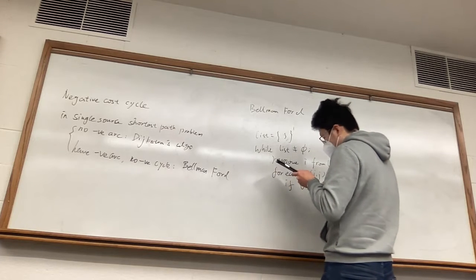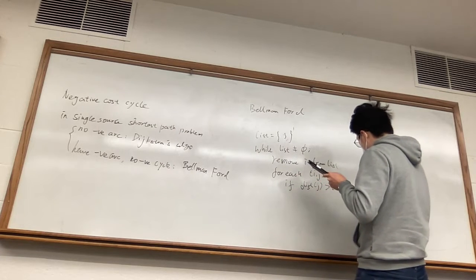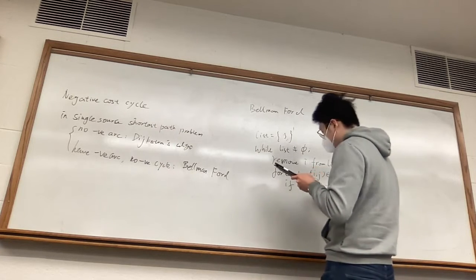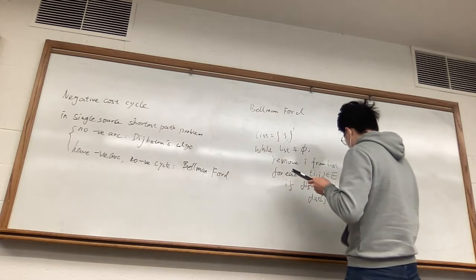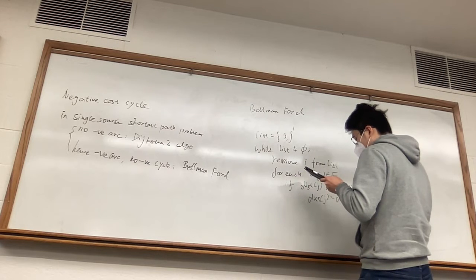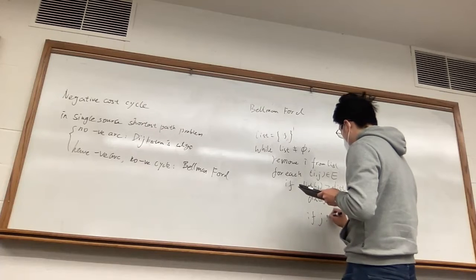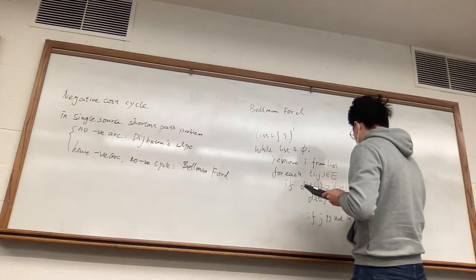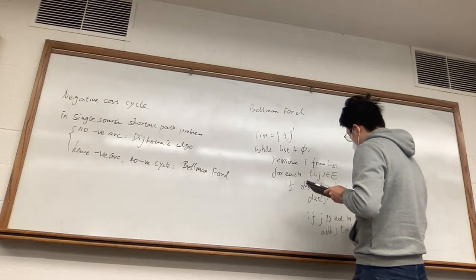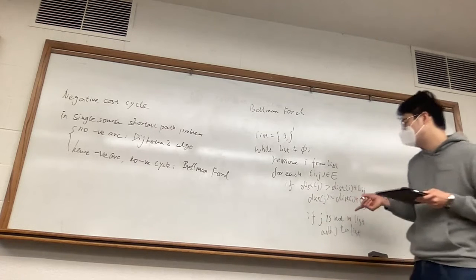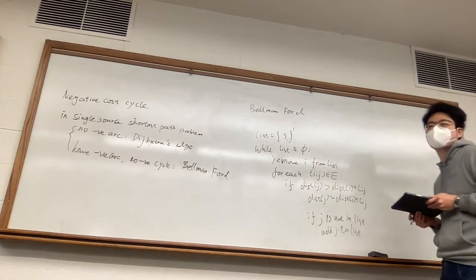dist j is greater than dist i plus cij, then you update dist j. This is equal to dist i plus cij. And if j is not in the list, add j to the list. This is what was written in the lecture slides. You don't need to copy because you can just copy and paste from the lecture slides.